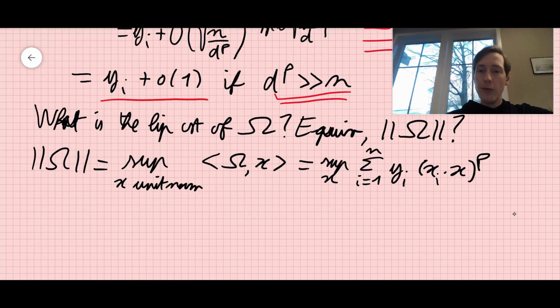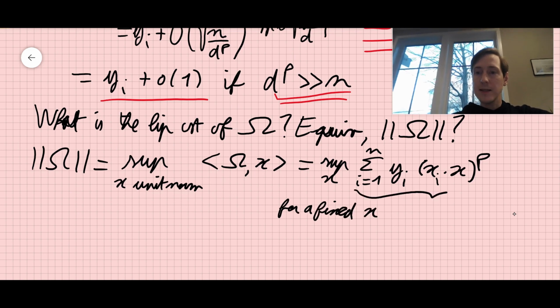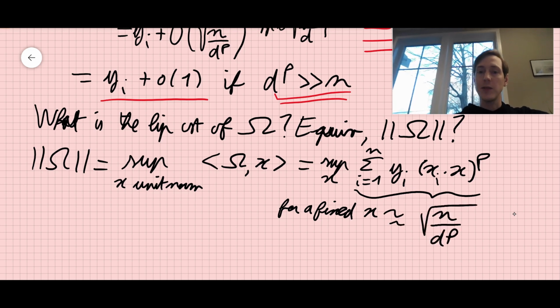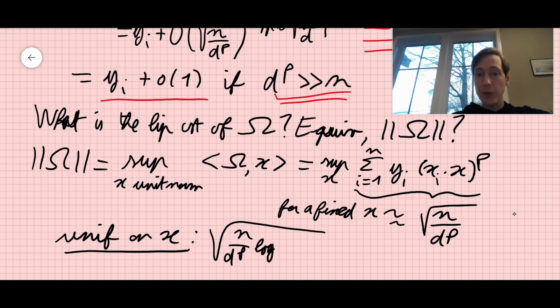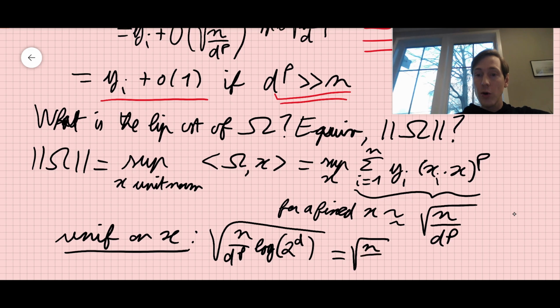Now, for fixed x, we said that this is of order square root n over d to the p. That's what we said before. But then uniformly over x, you will just have to do a union bound over the entire sphere, which you can do with an epsilon net argument, where you discretize. So you will have square root n over d to the p times just a log factor, the log of the size of the discretization, and the size of the discretization is like 2 to the d. So what you will get is square root n over d to the p minus 1.